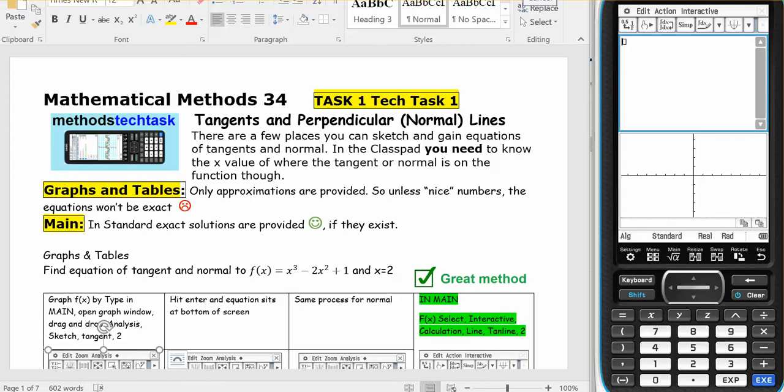This is for Year 12 Methods. It's TechTask number 1, tangents and perpendicular lines.